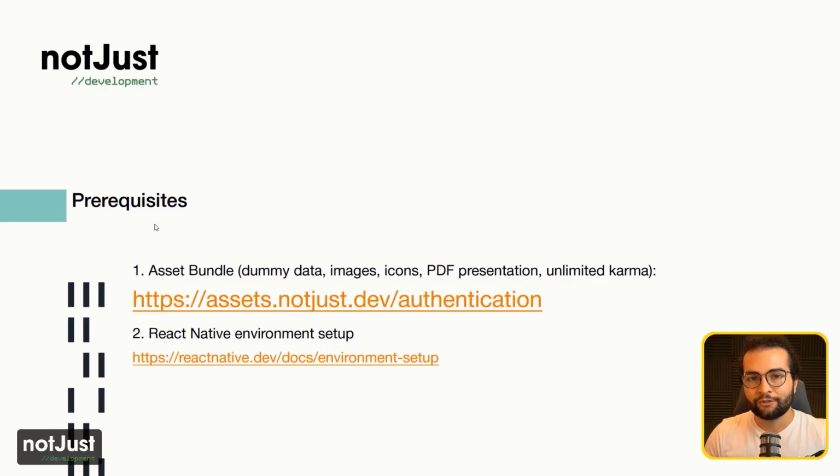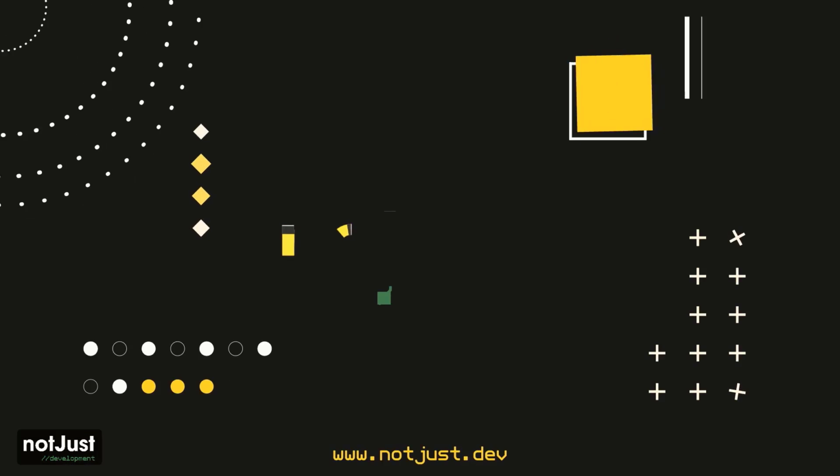If you want to follow along this tutorial, download the asset bundle from assets.notjust.dev/authentication, and there you'll find this PDF presentation, images, icons, and other materials that you will need throughout this tutorial. And with that being said, let's get started.